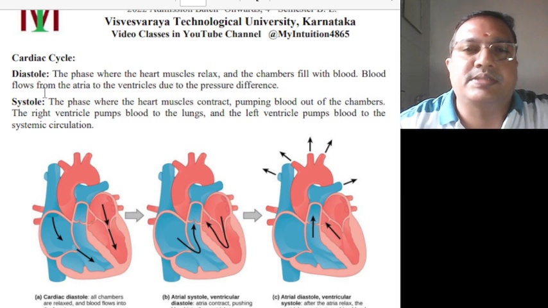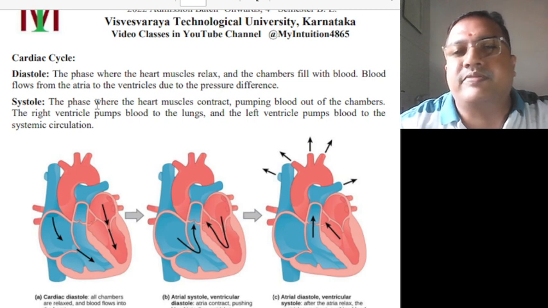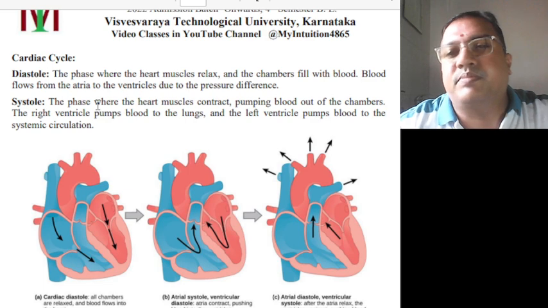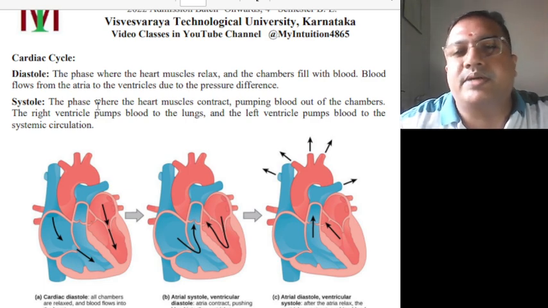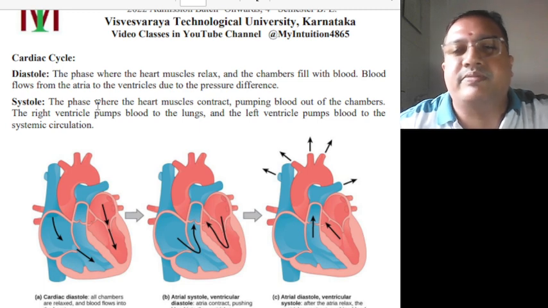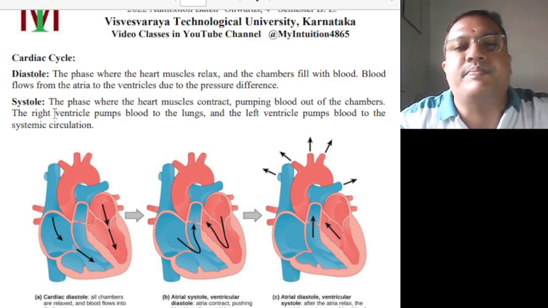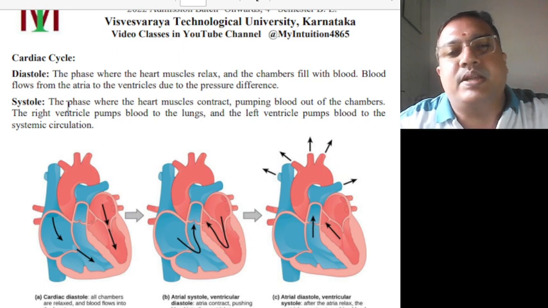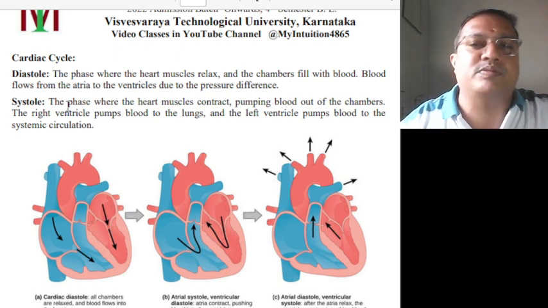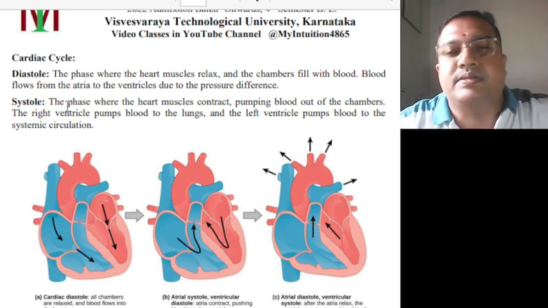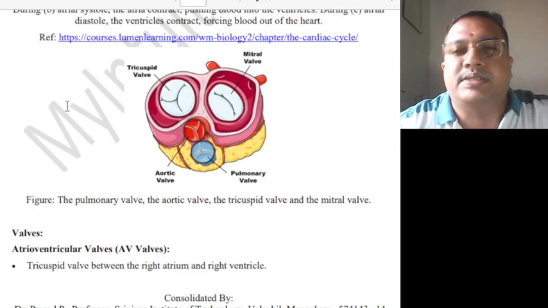That is the cardiac cycle as diastole and systole. Diastole is the phase where the heart muscle relaxes and the chambers fill with blood. The blood flows from the atria to the ventricles due to the pressure difference. And systole is the phase where the heart muscles contract, pumping the blood out of the chambers. The right ventricle pumps blood to the lungs and the left ventricle pumps to the systemic circulation.